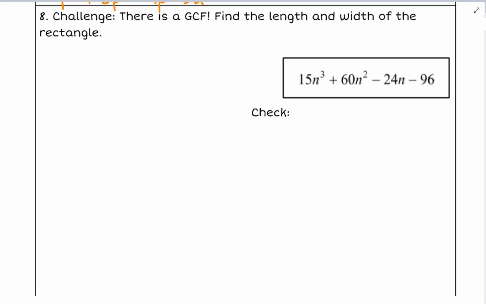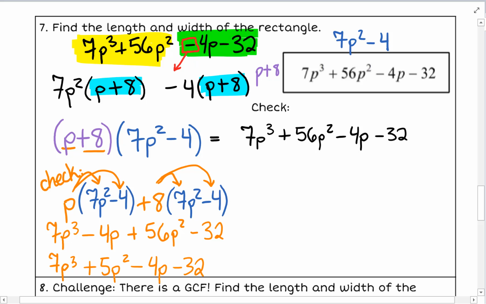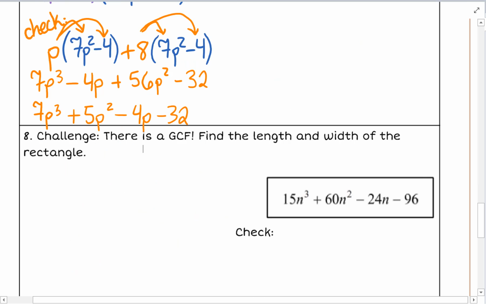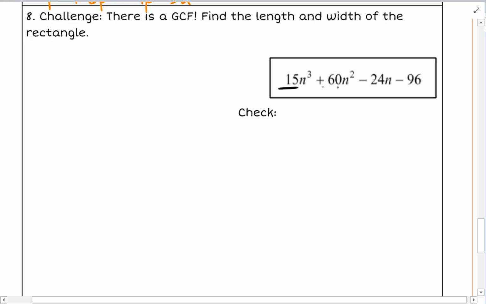There is a GCF. What are you talking about? There's always a GCF. No, I mean not in the first two terms in the first group and in the second group. I mean that all 4 terms have a GCF: 15, 60, 24, and 96. Well, I know that the GCF doesn't have a variable in it because our last term does not have a variable. So let's see what our factors are.